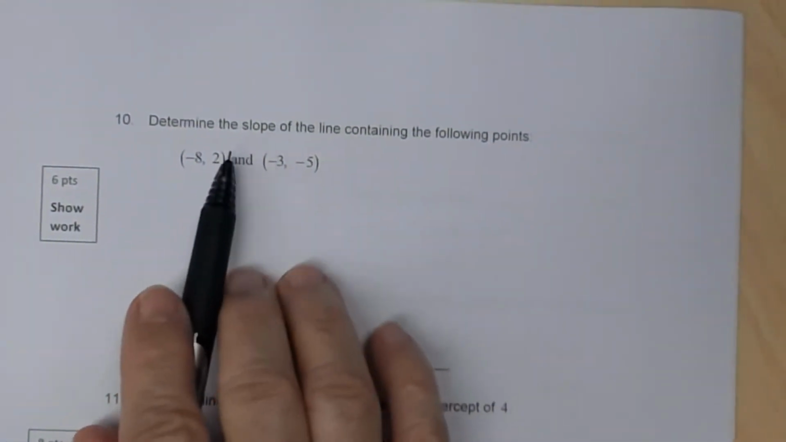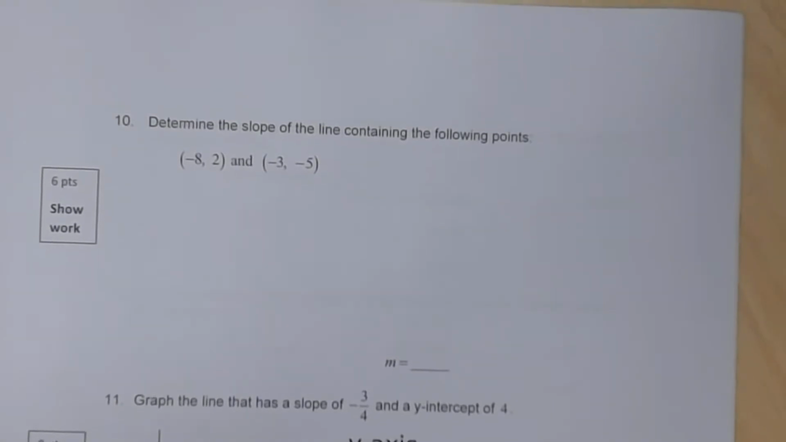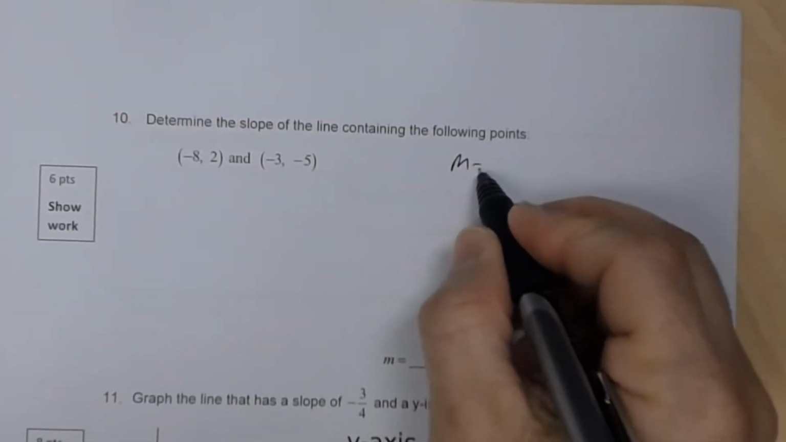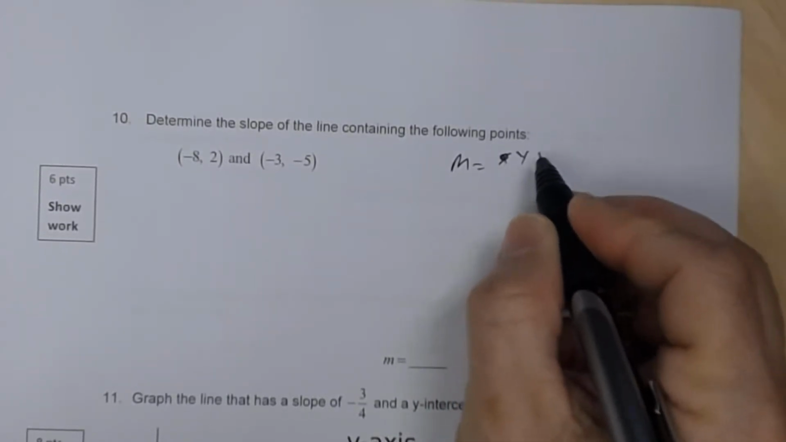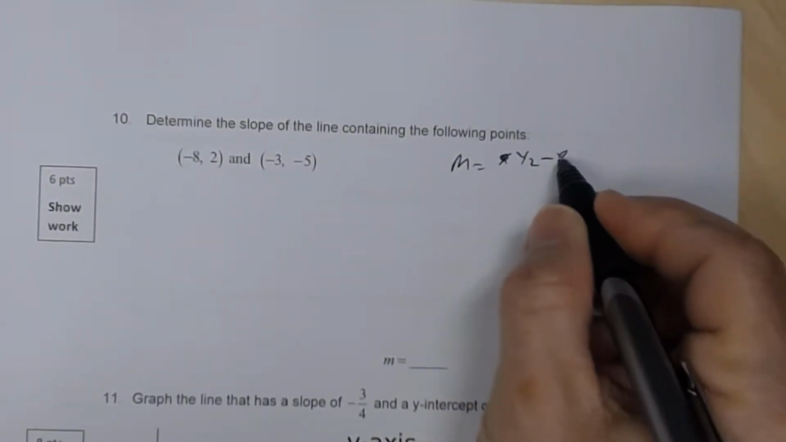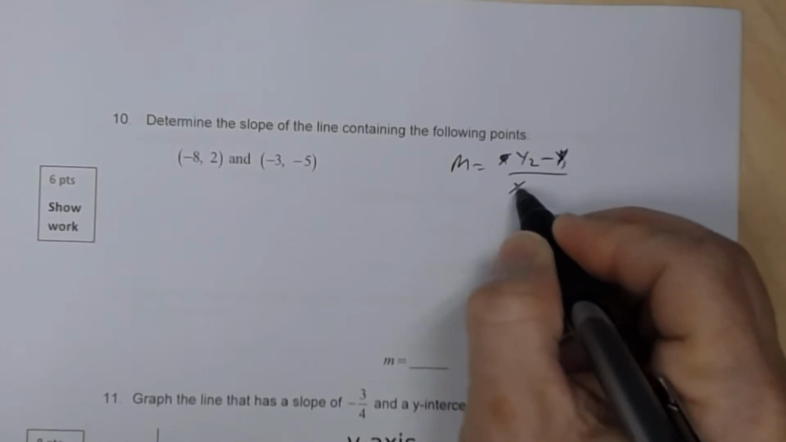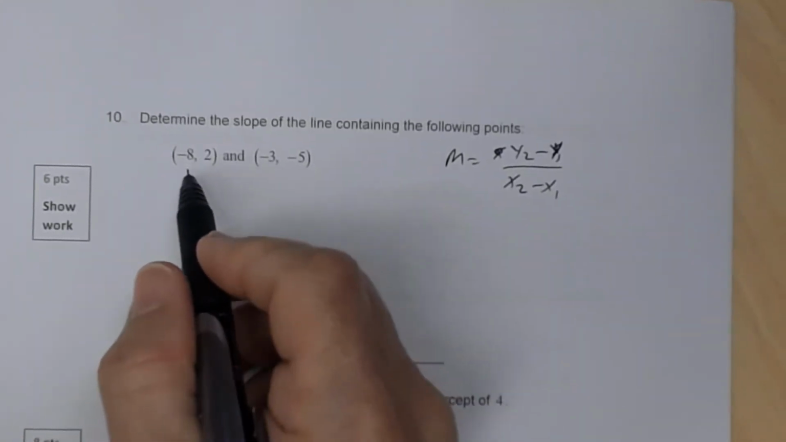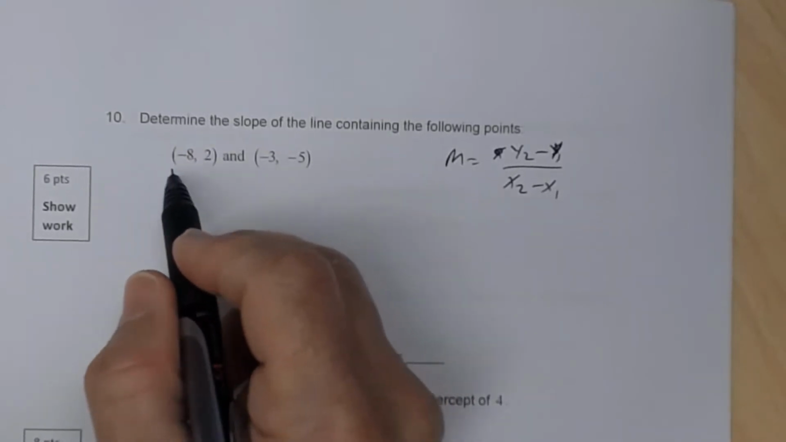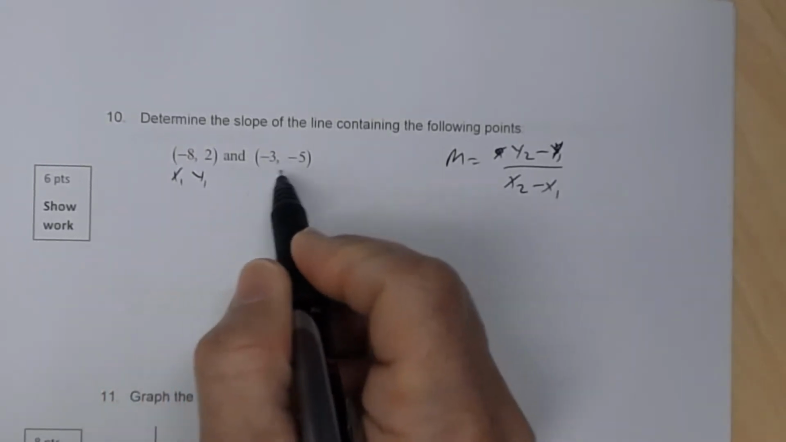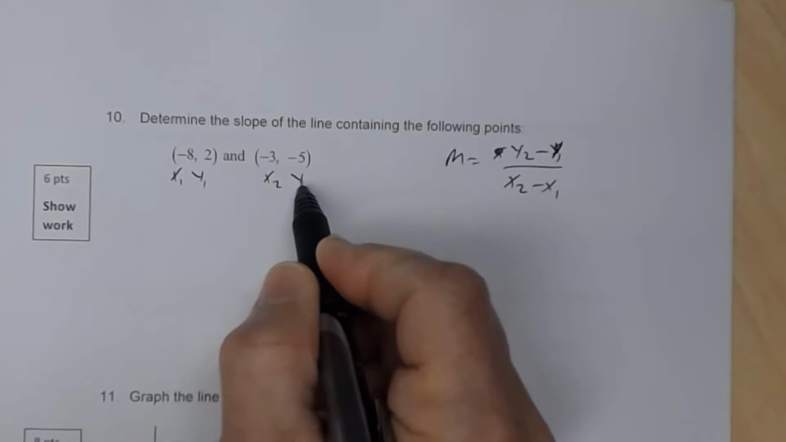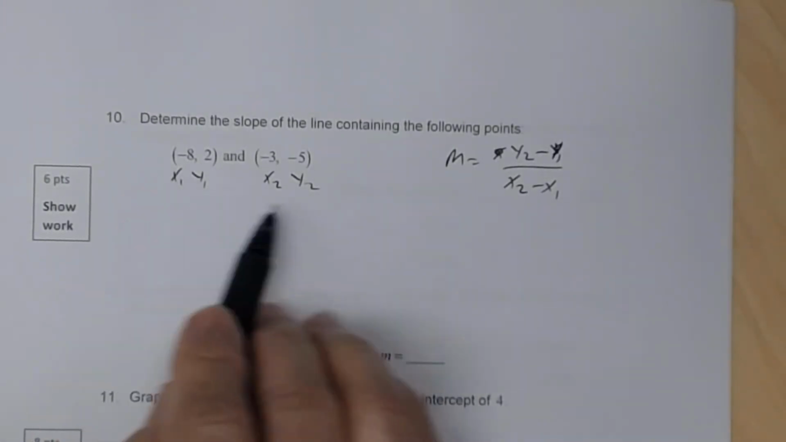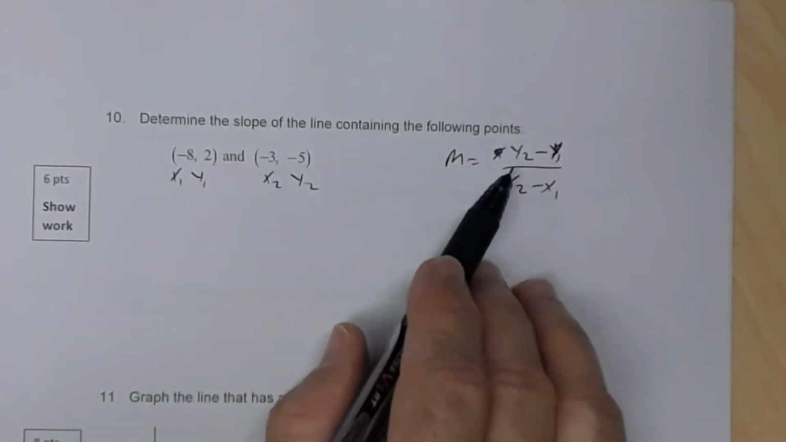Okay, number 10. All you have to do is determine the slope of the line that contains those 2 points. So remember, the slope formula is rise over run: y2 minus y1 over x2 minus x1. And it helps if you label these points. So let's call this the first point, x1, y1, and this is the second point, x2, y2. And then it's just plugging these values into your formula.